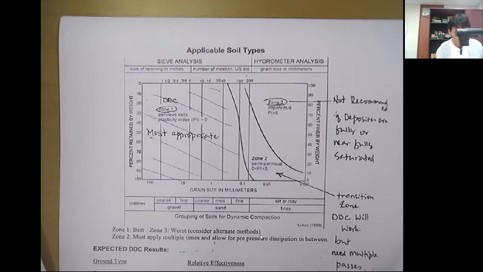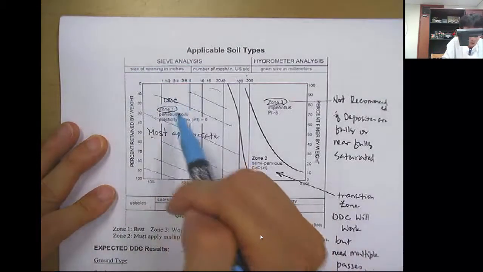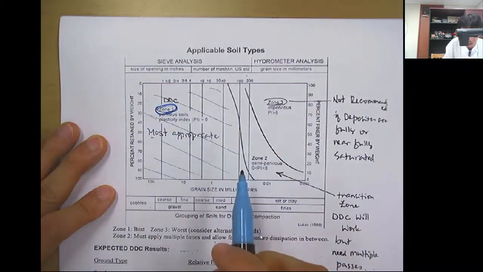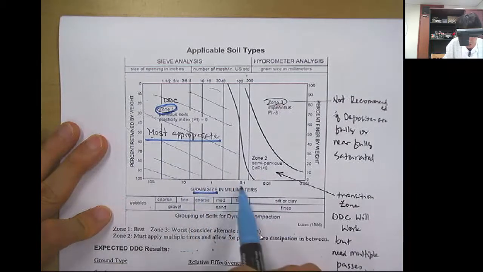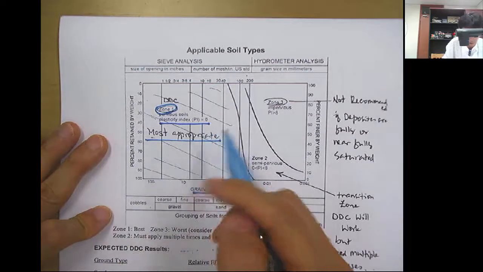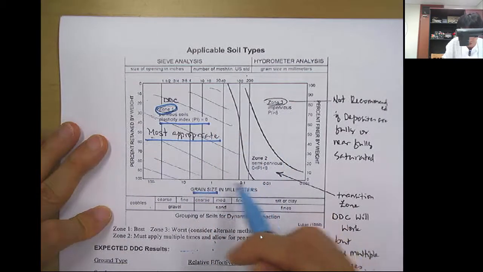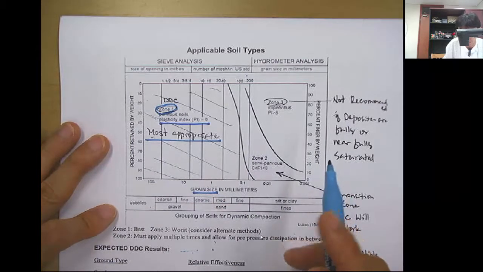And applicable soil type. So this graph also shows the applicability of DCC. So zone 1 is the most appropriate zone. When you look at the grain size, it's mostly sand, and the plasticity index is almost 0. So for the sandy soil, you can apply the DCC very effectively.